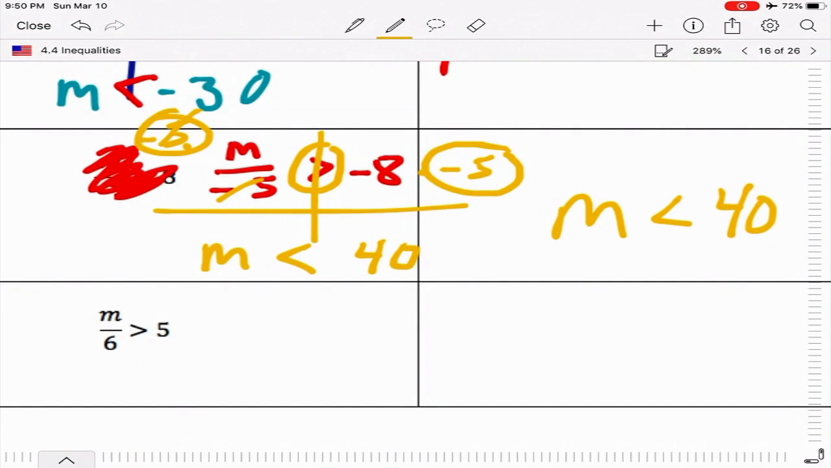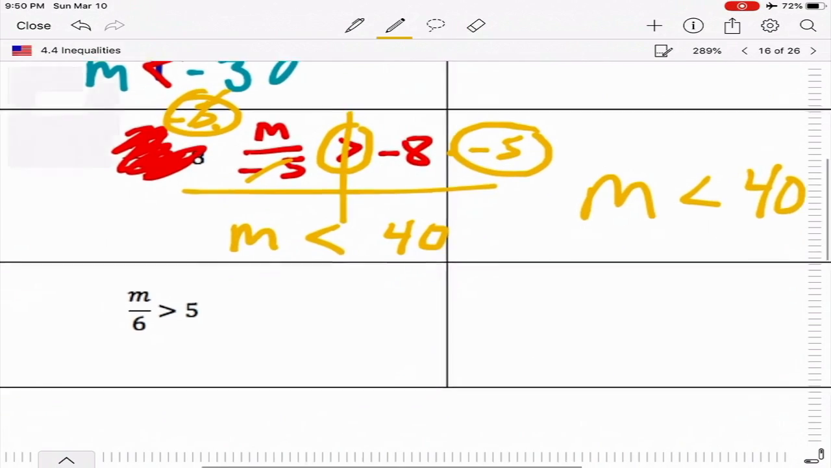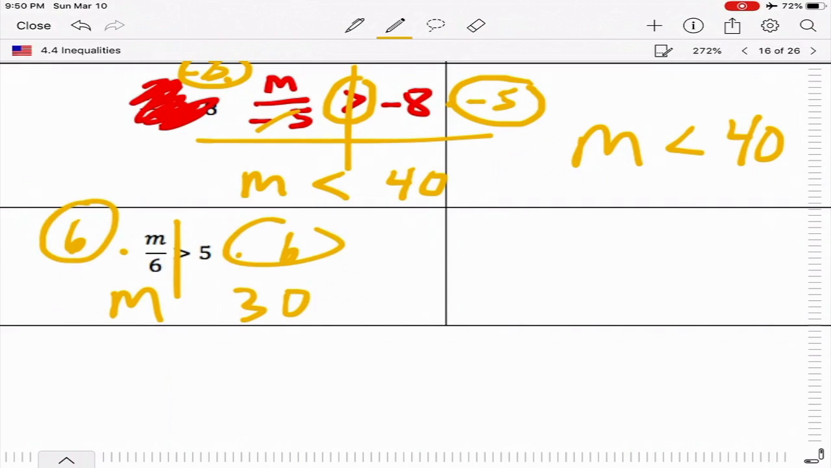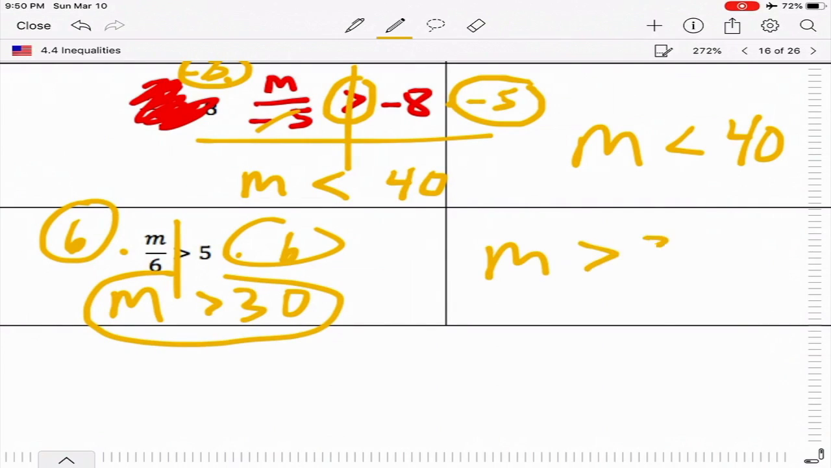Once again, it doesn't really matter if the answer is positive or negative, just what you are doing to both sides. If you're multiplying by a negative, the inequality flips. And then the last one here, line through the inequality, I multiply by 6, I multiply by 6, m is 30, and of course here, because I multiply by a positive 6, the inequality does not flip. It remains the same. It initially started off as a greater than symbol, and it remains a greater than symbol. Final answer is m is greater than 30.